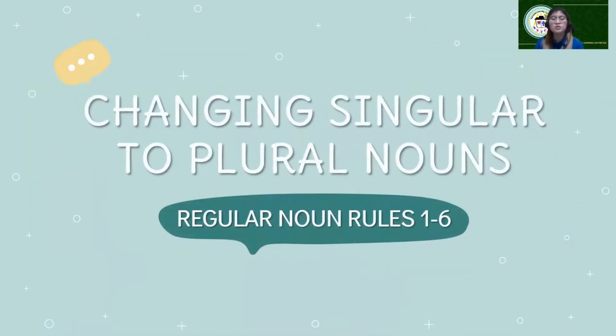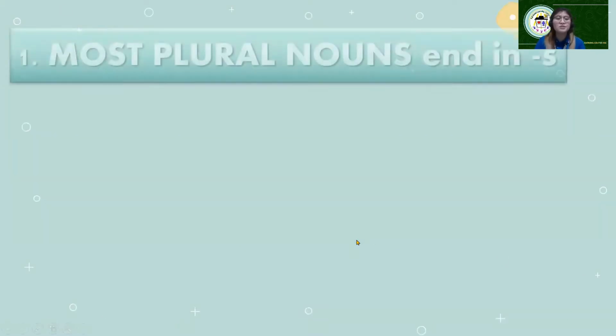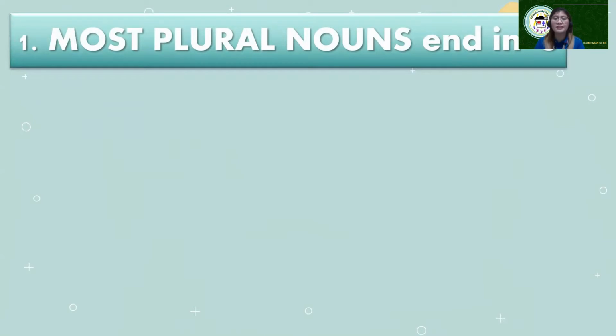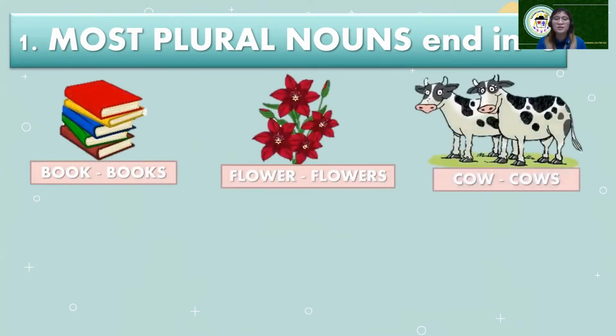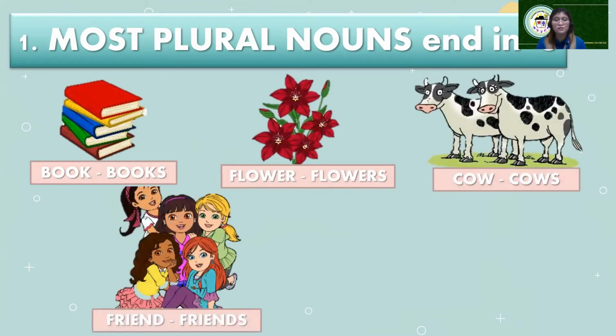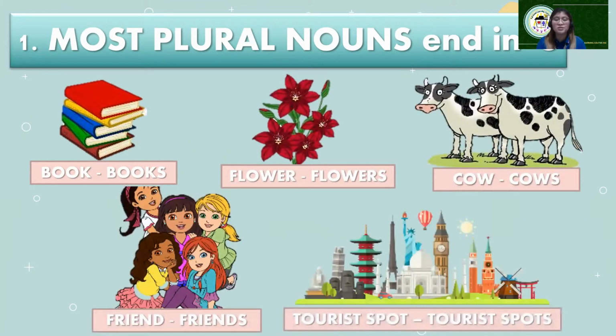Now we are going to focus on how do we change singular to plural nouns, especially if our focus is on the regular nouns. First, most plural nouns end in s. So when we say singular to plural, most of their endings would be s, such as book to books, flower to flowers, cow to cows, friend to friends, and tourist spot to tourist spots.